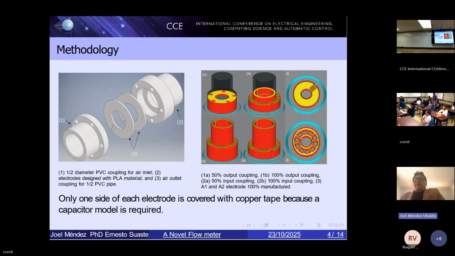100% manufactured. This design is important because only one side of each electrode is covered with copper tape, because a capacitor model is required. In this electrode design, we include a PVDF material in the middle, and I would like to remind you that PVDF is a semicrystalline polymer, and that it has electrical properties. The next, please.